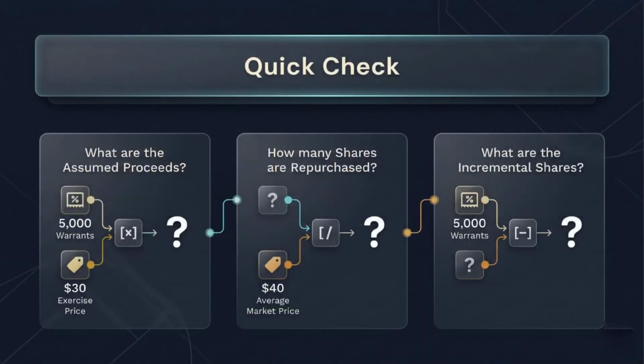Now take a moment to work through the quick check. There are 5,000 warrants, the exercise price is $30, and the average market price is $40. First, calculate assumed proceeds. Then calculate shares repurchased. Then subtract repurchased shares from issued shares. Lock your answer before moving to the reveal.